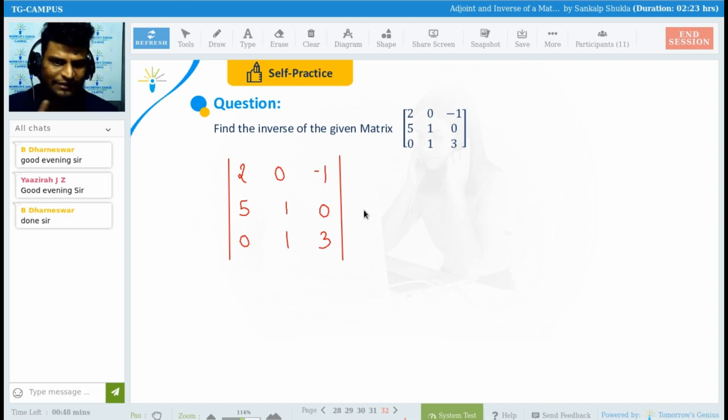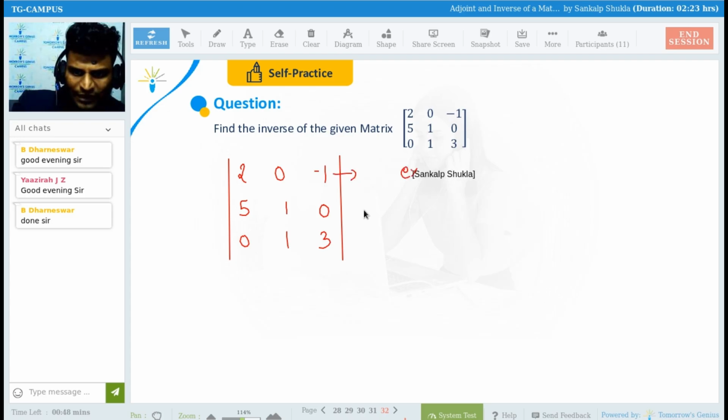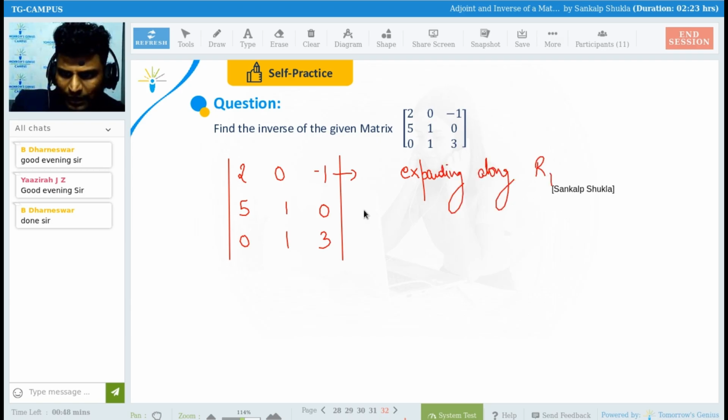Like you always select that row or that column which contains maximum number of zeros. But since we can see that in our determinant, only one zero is there in any row. If you talk about R1, there is only 1 zero. If you talk about R2, there is only 1 zero. If you talk about R3, there is only 1 zero. So we can expand by any row. So yes, I will expand along R1.